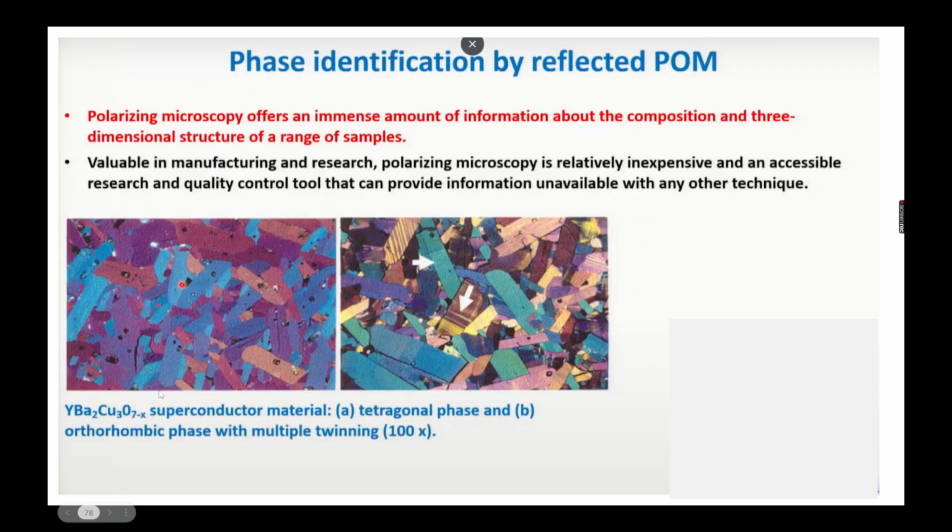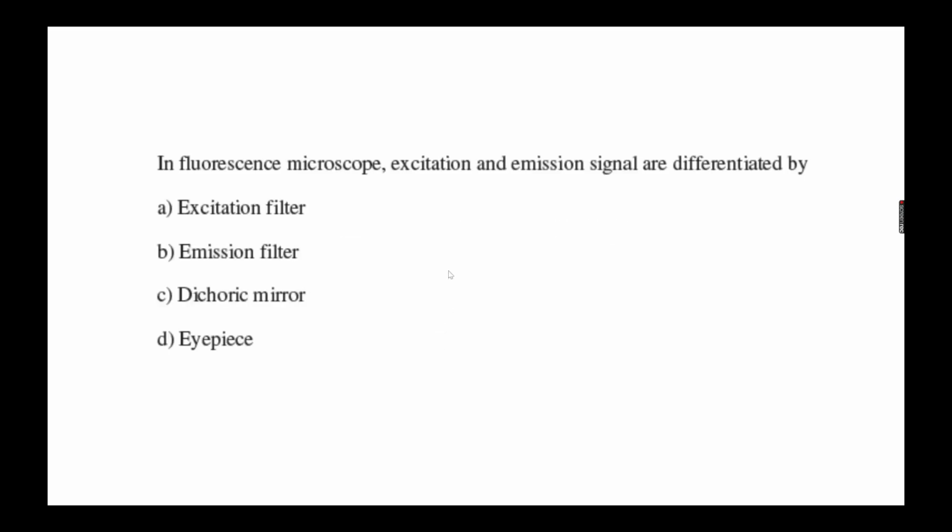Here you can see yttrium barium copper oxide, which has different phases. By using polarized light microscopy, you can see the multi-phase material, and this depends on the crystal orientation. Different crystals will generate a different path difference, which leads to a difference in the color of your phases. So here you can identify your phases: this is your tetragonal phase and this is your orthorhombic phase. Okay, so this is a very good question.